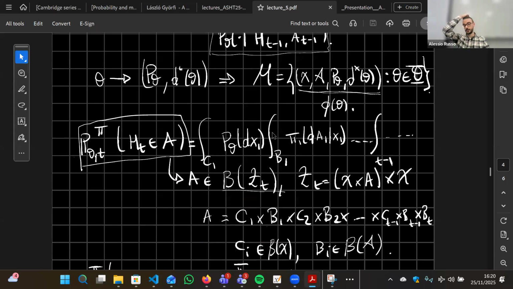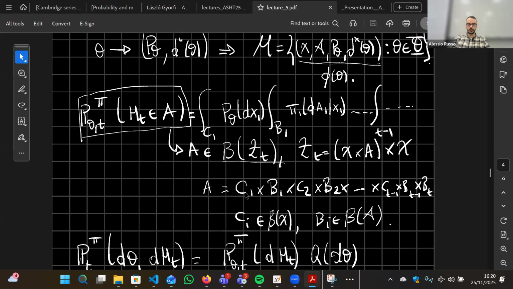And for a fixed theta, we can define the distribution, the probability measure over trajectories. The idea is that we just need to define the probability measures over cylinders. The cylinder that we consider here is A, not to be confused with the action space. It's basically the Cartesian product of these sets. So C1 belongs to the sigma algebra of the set of observations, and B belongs to the sigma algebra of the action space.